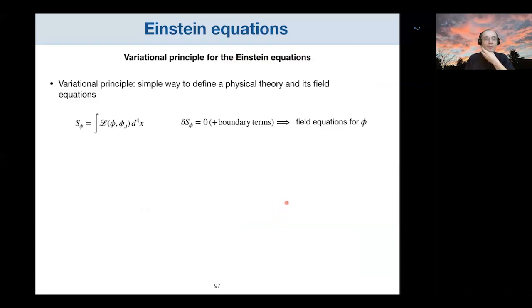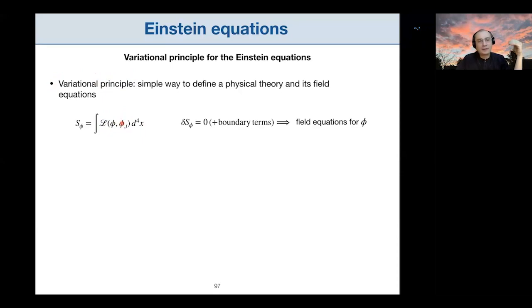So the next topic will be the variational principle for the Einstein equations. Very often, many physical laws in mechanics, but also the Maxwell equations in electromagnetic theory, can be formulated as a variational principle, a principle of stationary action. We define a functional of the fields, which has the form of an integral of a Lagrangian over either time or the whole spacetime. It depends on the fields and their derivatives, or on the motions.